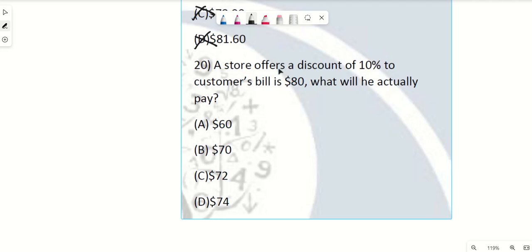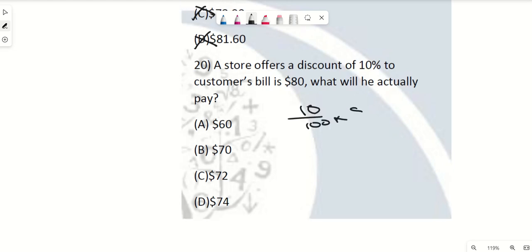Right, this question, we have seen this so many times. A store owner offers a discount of 10% to a customer whose bill is 80. What will he actually pay? Alright, so 10% multiplied by 80 over 1. So he's paying $8 less. So 80 minus 8 is 72. The answer would be C. 80 minus 8 is equal to 72. And that is the end of the January 2020, number 1 to 20 multiple choice questions.